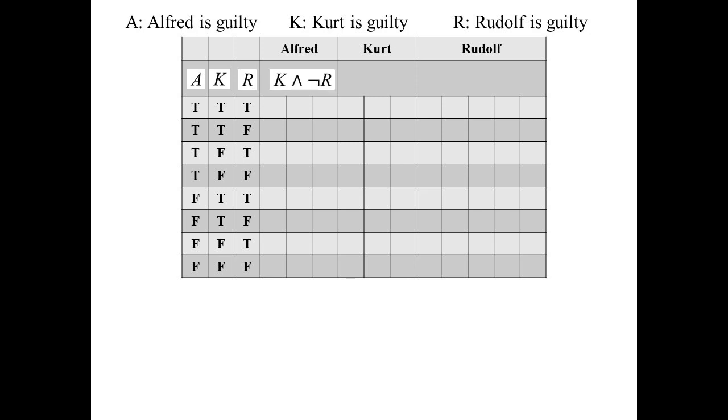So Alfred's statement would be that. Kurt is guilty and Rudolph is innocent. So Rudolph being innocent is the negation of Rudolph. True, false, false, false. I'm just reading off the K column. The negation of R then would change the value of the R column. So they would be all the R ones.